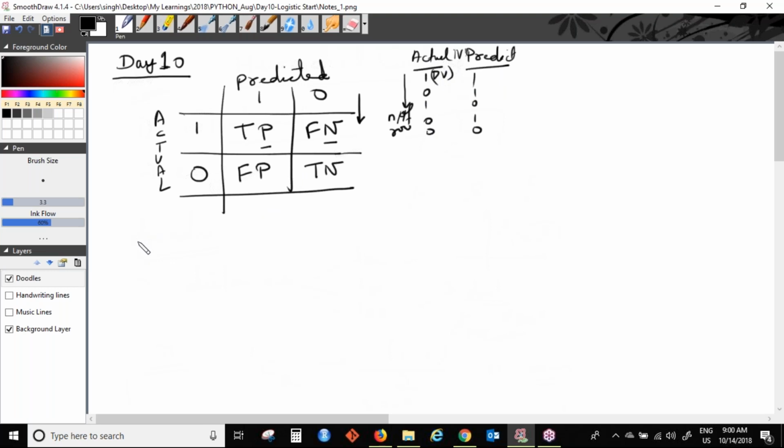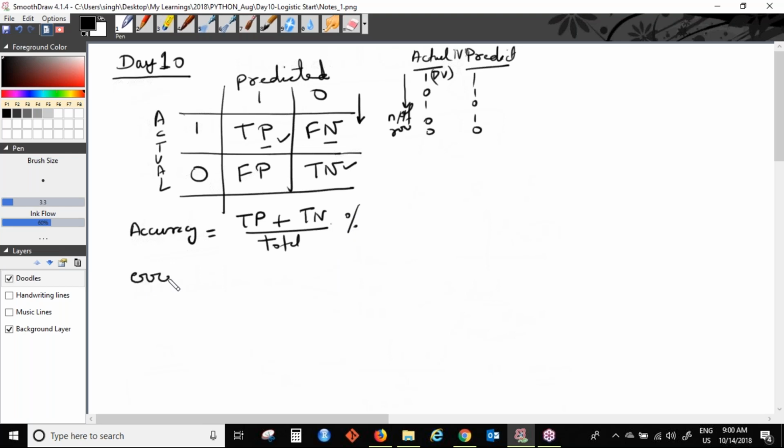Then we saw the parameters that we use to evaluate the model. We have one parameter called accuracy. Accuracy just measures these two: the true positive, how many were actually a 1 and you predicted a 1, and similarly, how many were actually a 0 and you predicted a 0. This divided by total, because you want it as a percentage, so into 100 percentage.